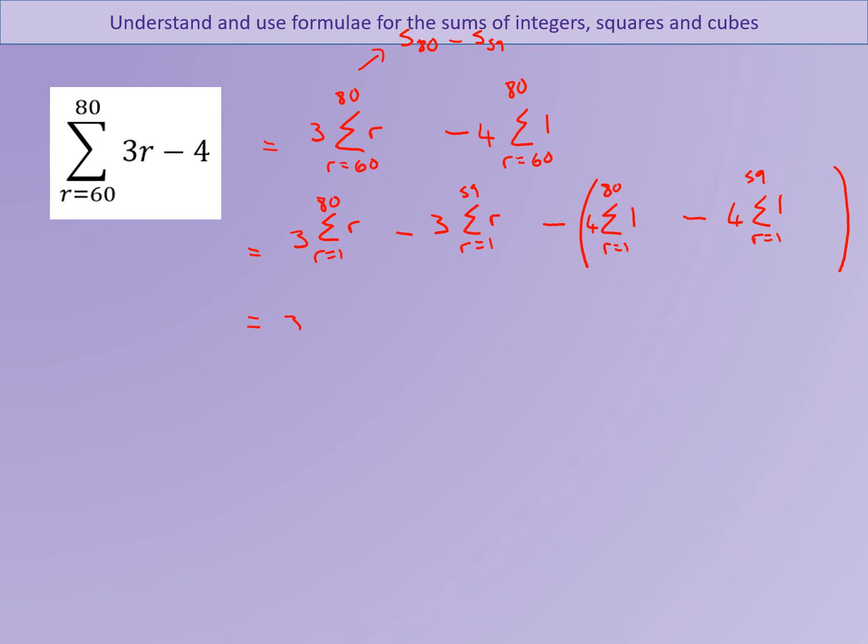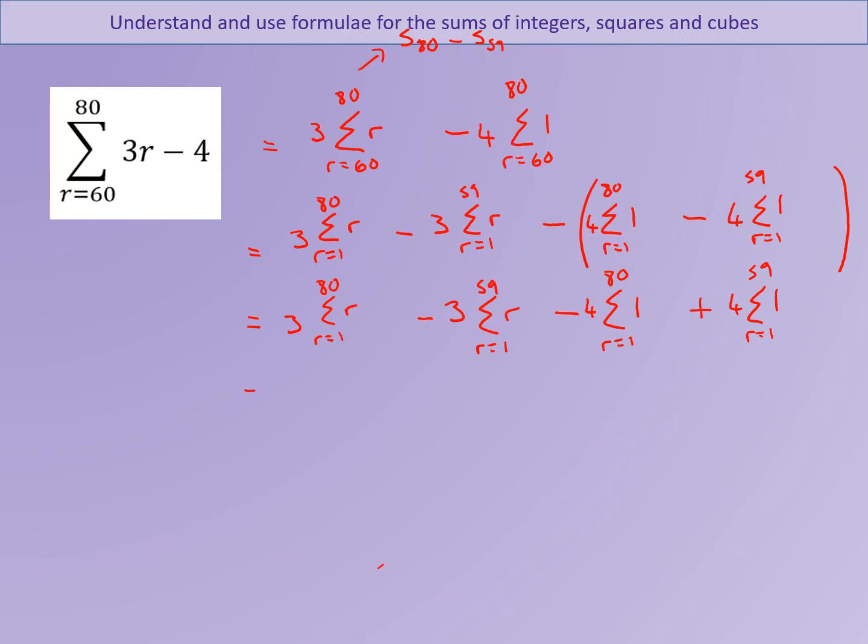Okay, so we've now got 3 times the sum from r equals 1 to 80 of r, which we'll use a formula for, minus 3 times the sum from r equals 1 to 59 of r, minus 4 times the sum of 1 from r equals 1 to 80. Then minus minus is going to give us a plus on the end, so plus 4 times the sum of 1, starting at r equals 1, ending at 59.